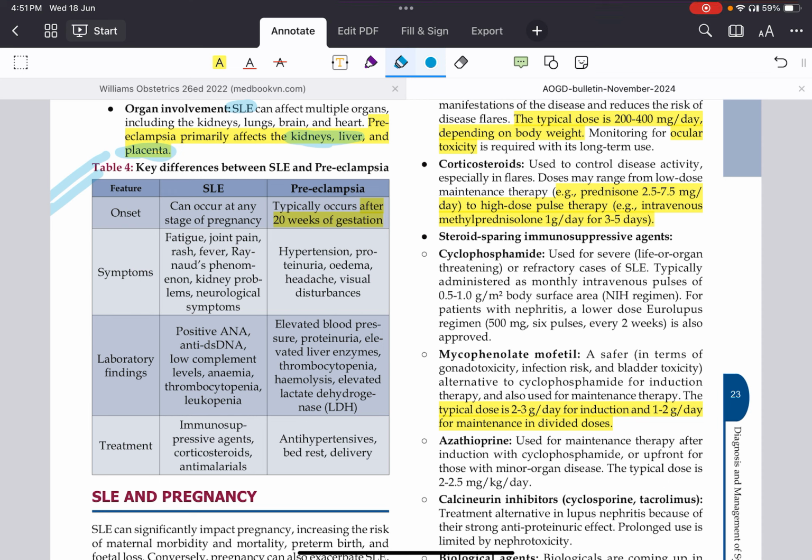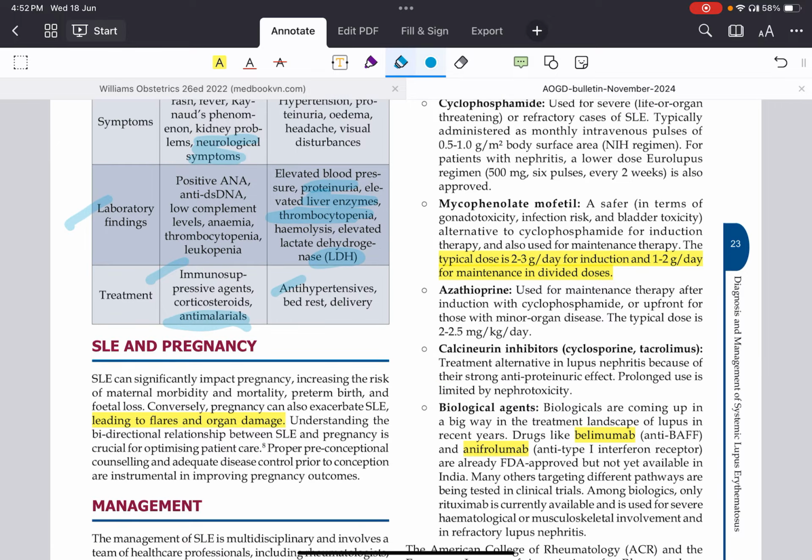Onset: SLE can occur at any stage of pregnancy or even before pregnancy, while preeclampsia is generally after 20 weeks. Symptoms in SLE are mostly fatigue, fever, joint pains, kidney problems, and neurological symptoms. So remember that EULAR classification, then you'll write the SLE. Preeclampsia has hypertension, proteinuria, edema, headache, and visual disturbance. Laboratory: in SLE all the antibodies are present; in preeclampsia you have proteinuria, enzymes are affected, thrombocytopenia, hemolysis, LDH is elevated. Treatment for SLE is immunosuppressive corticosteroids and anti-malarials; for preeclampsia, antihypertensives, bed rest, and delivery.